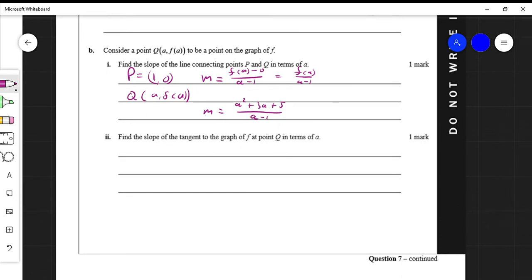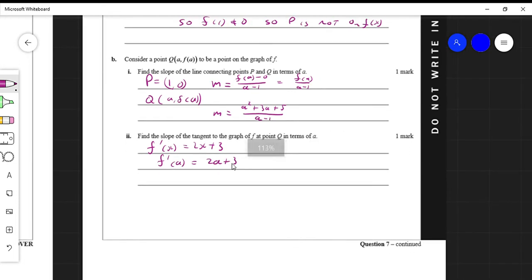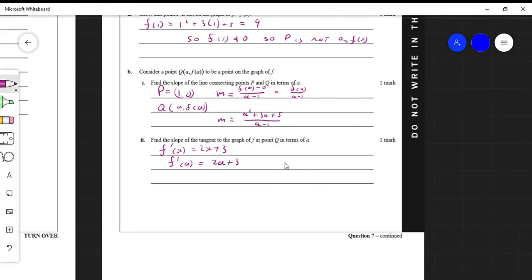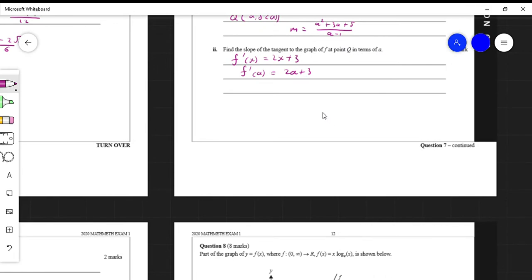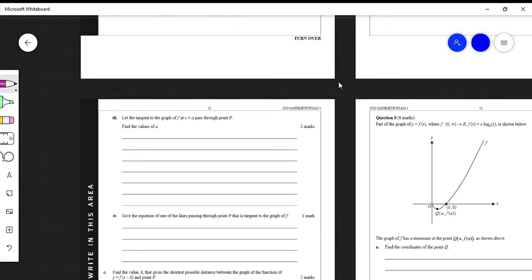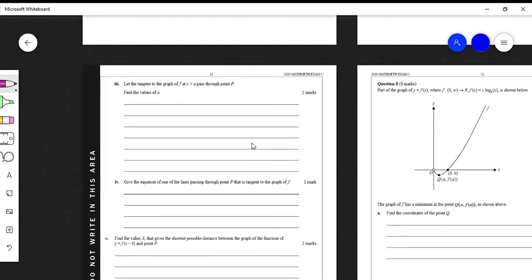So now we're finding the slope of the tangent at the point Q. Don't get confused by this one. Remember, the slope of the tangent is just the value of the derivative. So we differentiate to get 2x plus 3, and then we substitute in the point a, f dash of a equals 2a plus 3. It's a 1-mark question. Don't do anything more than that. You wouldn't be expected to do much more than that. Especially, don't try and find the equation of a line, because that's more of a 2-mark question. So yeah, use the marking scheme to try and keep yourself on track.